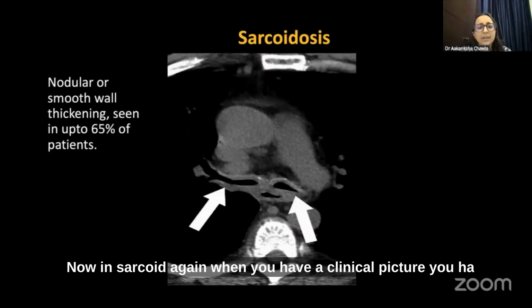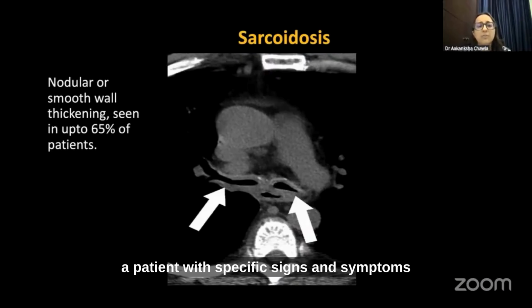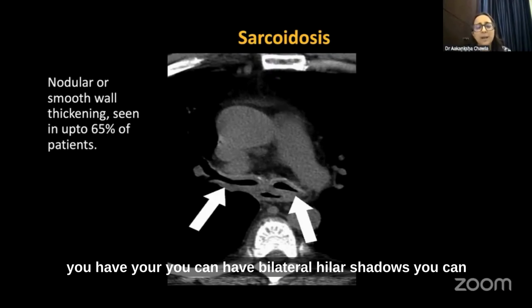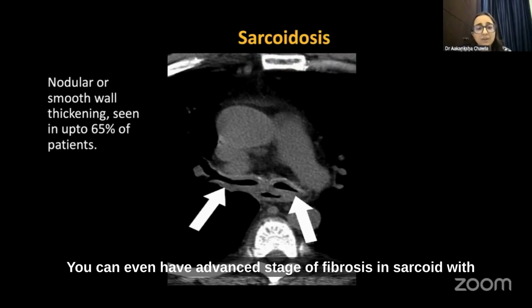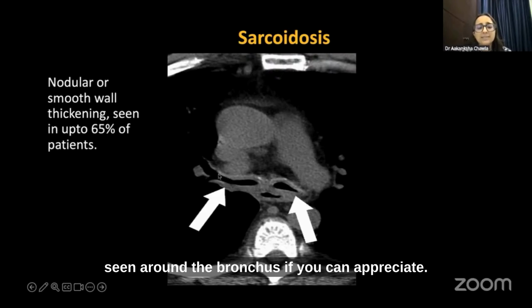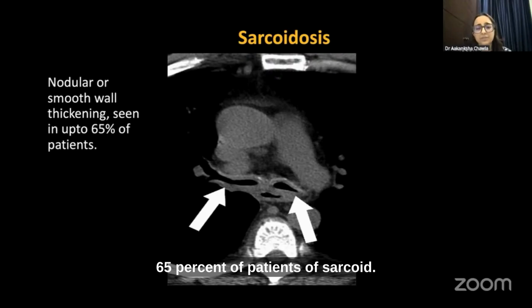Now, in sarcoid, again, you have a clinical picture, a patient with specific signs and symptoms. You can have bilateral hilar shadows. You can have an advanced stage with interlobular septal thickening. You can even have an advanced stage of fibrosis in sarcoid with hilar shadows. You can also have nodular and smooth wall thickening around the bronchus, if you can appreciate. This is another finding, and it is seen in up to 65% of patients with sarcoid.